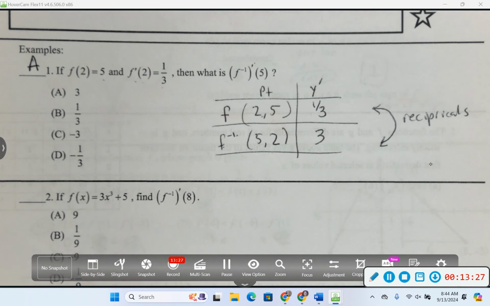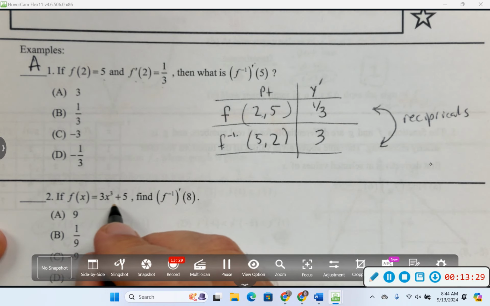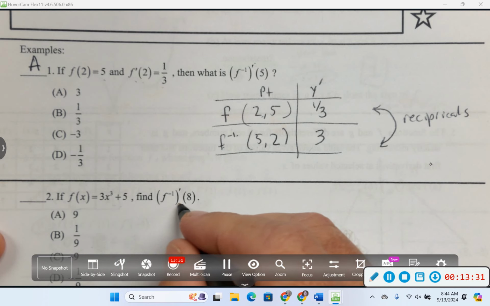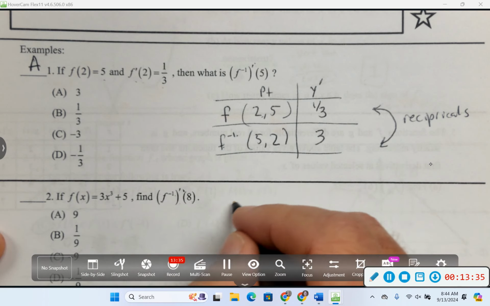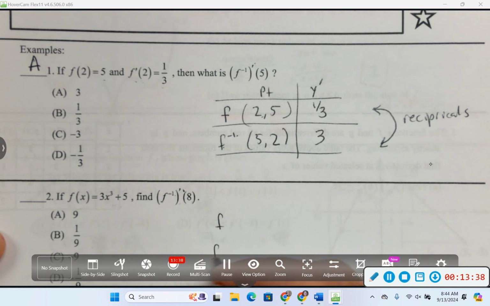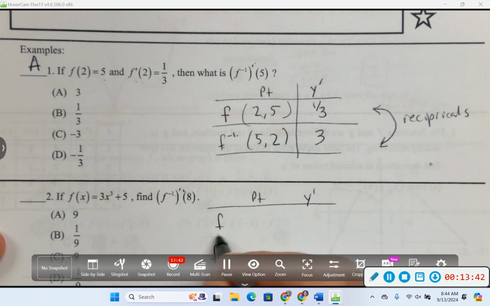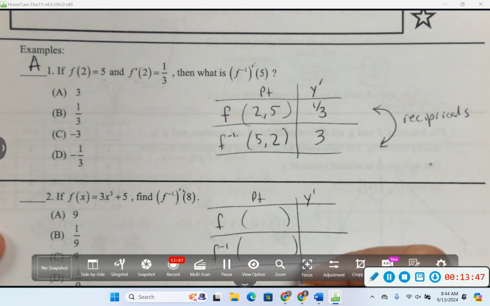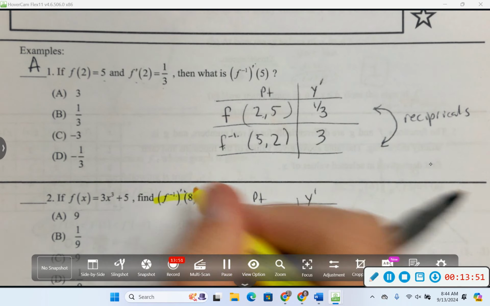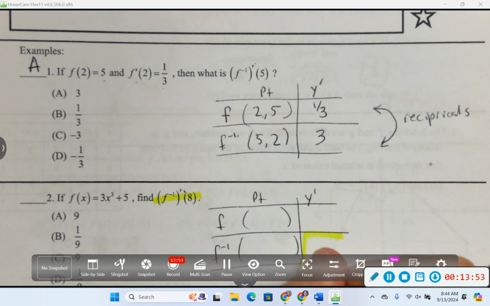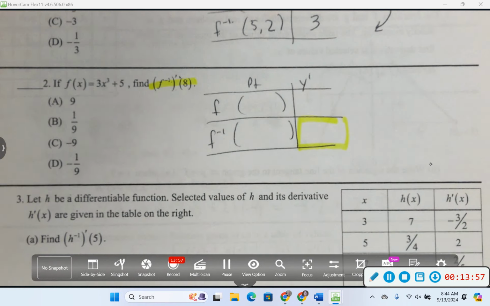Number 2, let's set up the table again. f is 3x cubed plus 5. We want the derivative of the inverse of f at 8. f inverse, point, derivative. And what we're looking for is the derivative of the inverse at 8. So that box is what we're headed for, what we would like.